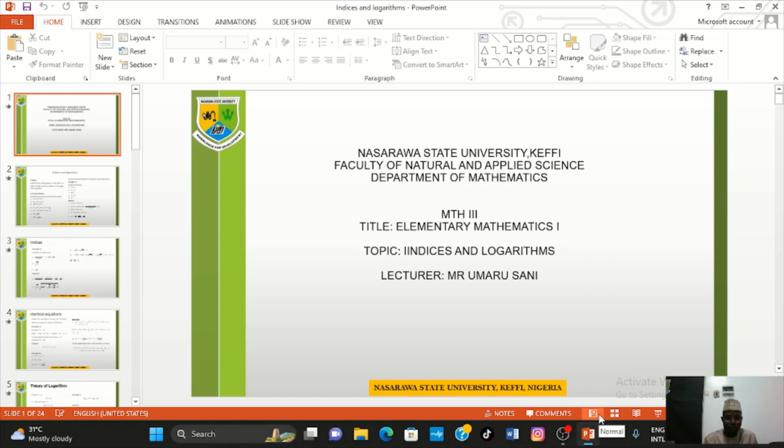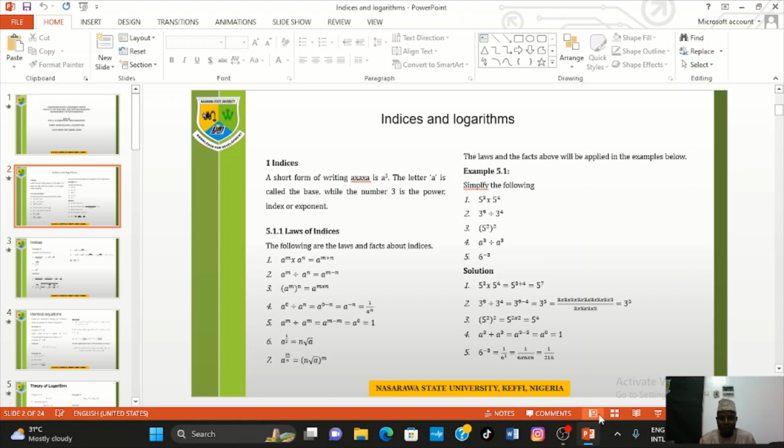I'm here now to take a course, MTH111. My own part to handle is indices and logarithm. And if we are done with indices and logarithm, we extend to complex numbers. So we start with the indices.